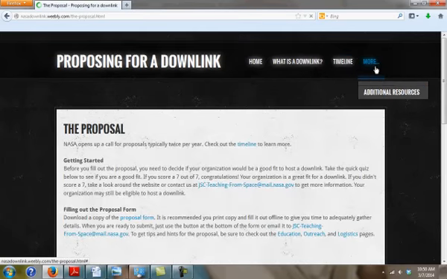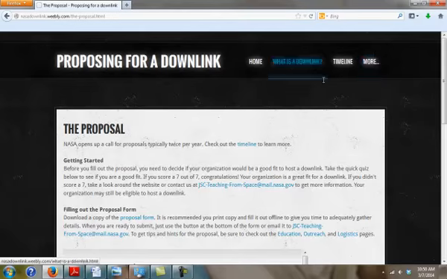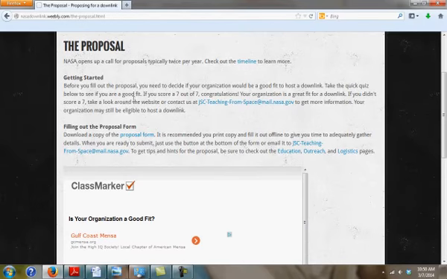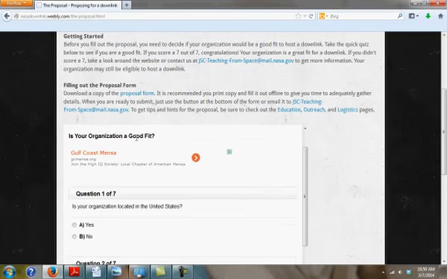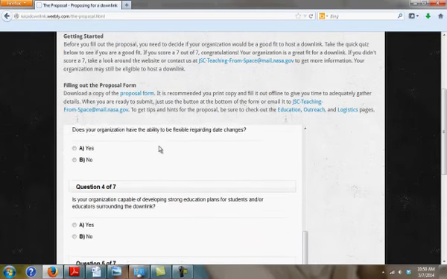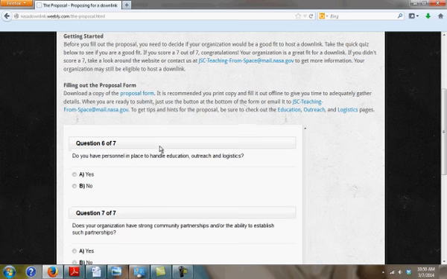So then moving on to the proposal itself, because that's what really matters for the educators. It gives them a little bit of information about how to get started. It also invites them to take a quiz, and is the first time they can really start downloading a copy of the proposal form. So there is an interactive quiz on here. They can take it and really find out if their organization is a really strong fit for a downlink or not.